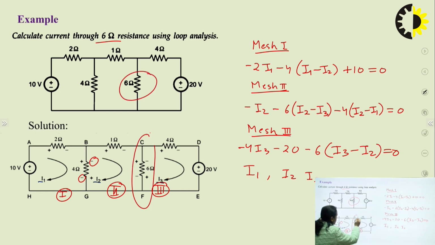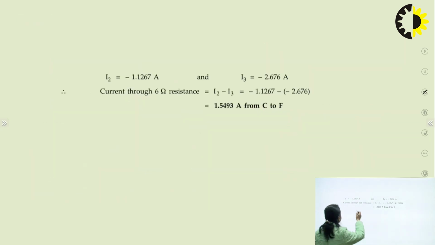We require the current flowing in this 6 ohm resistance. So if we know the values of I2 and I3, we can find the current flowing in the 6 ohm resistance, because the current flowing in this 6 ohm resistance is the difference of I2 and I3. If we solve, we will get I2 equal to minus 1.1267 and I3 equal to minus 2.676.